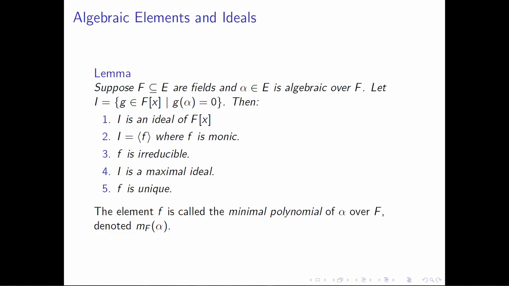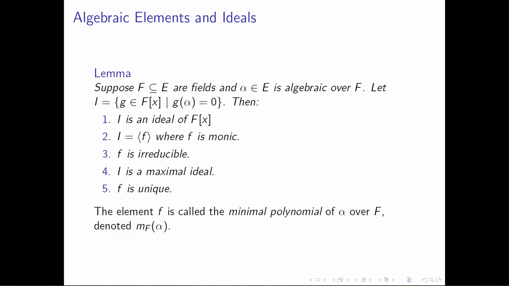So first of all, the set we've defined as I is an ideal of F adjoined x. Secondly, I is a principal ideal. It's the principal ideal generated by f, where f is a monic polynomial. If we keep with this notation, the polynomial that generates this ideal I, this polynomial f, is irreducible. The ideal I that we've generated is in fact a maximal ideal, and the polynomial f is unique. It's unique with the properties that it's irreducible, it's monic, and it generates this particular ideal.